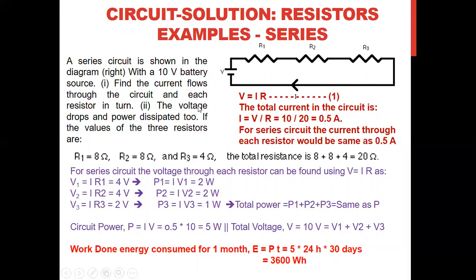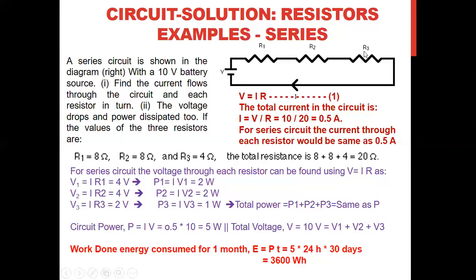Okay, and then the voltage drops and power dissipated for each resistor and for the circuit. Okay, so let us go for the total resistance. Because 3 resistors are given, we can straightforwardly add up the total resistance value, RT or R, equals 8 plus 8 plus 4, 20 ohm. Now, we know the total resistance, we know the value of V. So we can use Ohm's law, V equals IR, to find the current flow in the circuit. So I equals V by R. Okay, V is 10, R is 20, 0.5 ampere.